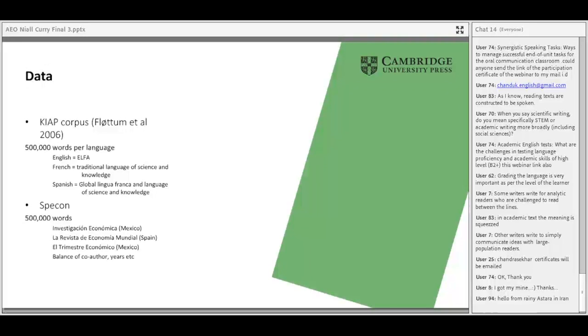So looking at the data, what we have is a corpus of English and French, which are from the Kiev corpus. So it's 50 research articles in economics from English, 50 research articles in economics from French, and then Spanish economics research articles, 50 articles that I've collected myself and annotated in the same way as the Kiev corpus. And so here what we have is a corpus of about 1.5 million words of academic writing in English, French, and Spanish that are comparable based on the genres, the times, the distribution of writers, things like that. So the idea is that with that we can see if there's any differences.